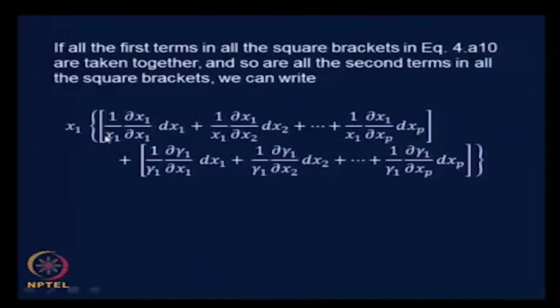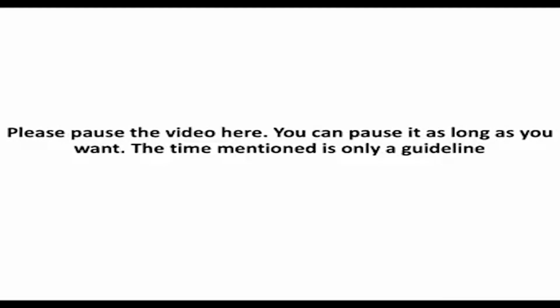If you use this, 1 by x1 dou x1 dou x1, or let us look at this, it might be easier, 1 by x1 dou x1 dou x2 dx2 and so on and so forth, or just this alone, how can this be combined, and what does this remind you of in terms of an expansion of a function, the total derivative in terms of its partial derivatives? These are the hints that I am going to leave you with for the next 5 minutes. Go ahead please.